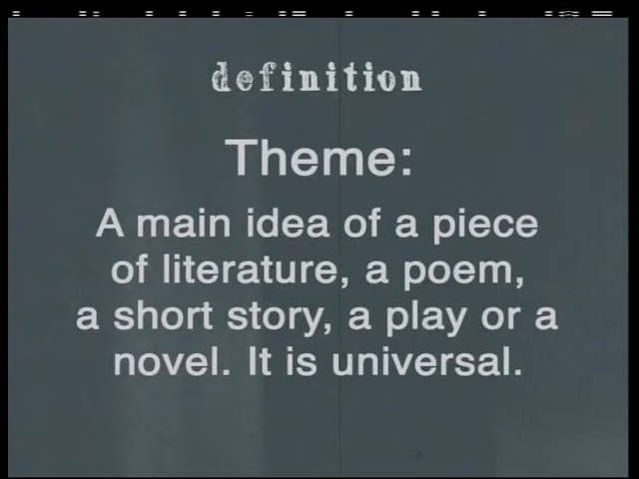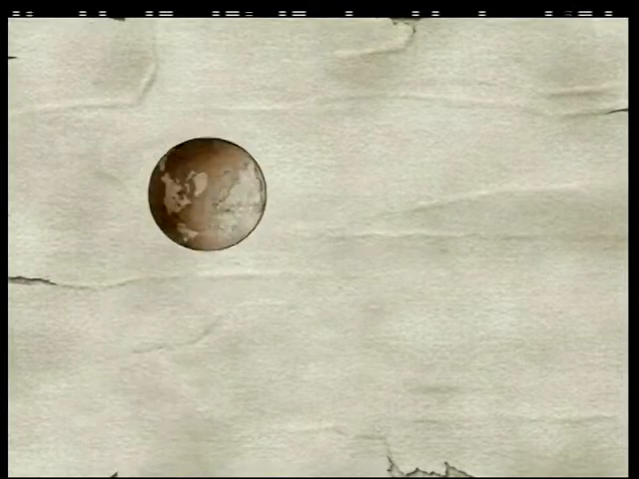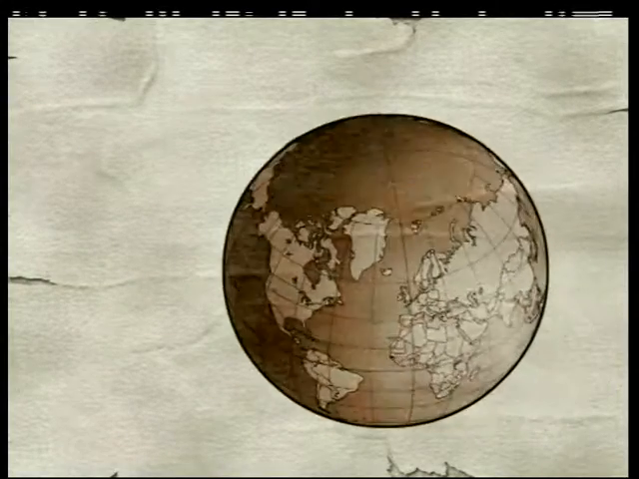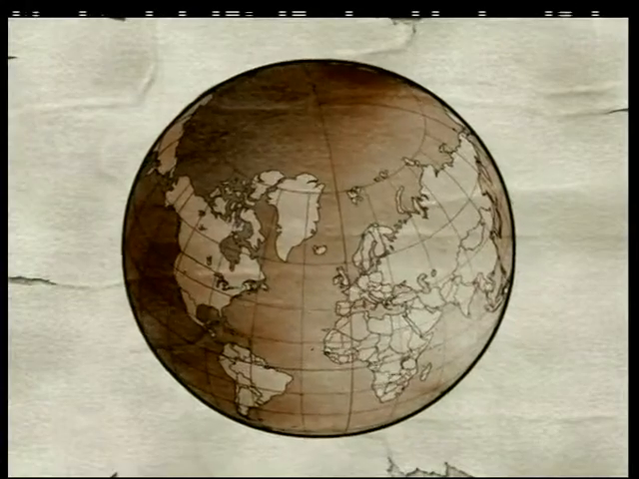A theme is a main idea of a piece of literature, a poem, a short story, a play, or a novel. It is universal. In other words, the ideas in the play will apply to different people in different parts of the world at different times. A theme must have relevance to different people coming from different countries or cultures. This is what makes a piece of literature universal. It applies to all people.